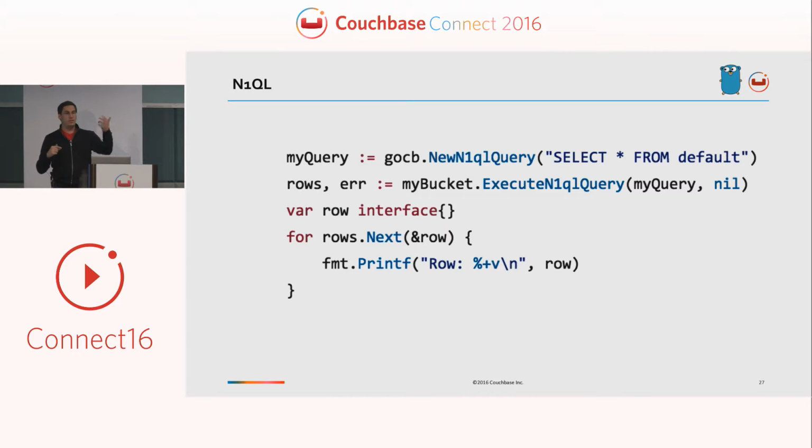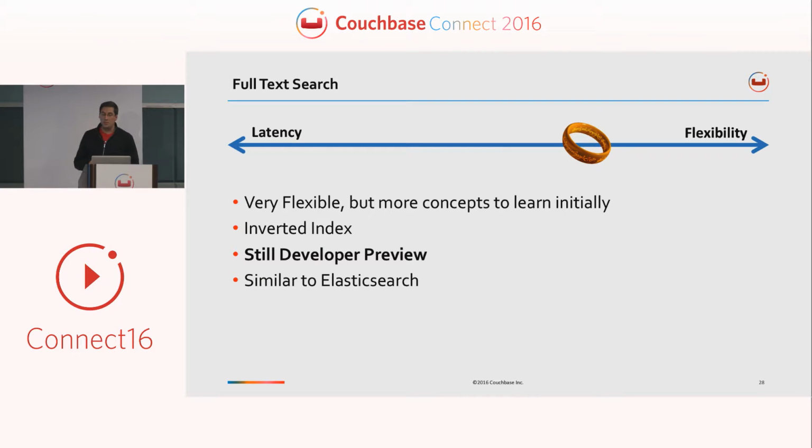views and N1QL and full text search and so forth. In Go, there are different methods for each argument. But you can still guess that this is pretty much the same. So we create a new N1QL query, and then we execute it, and then again we iterate over the rows as they come back from the server. So pretty straightforward.